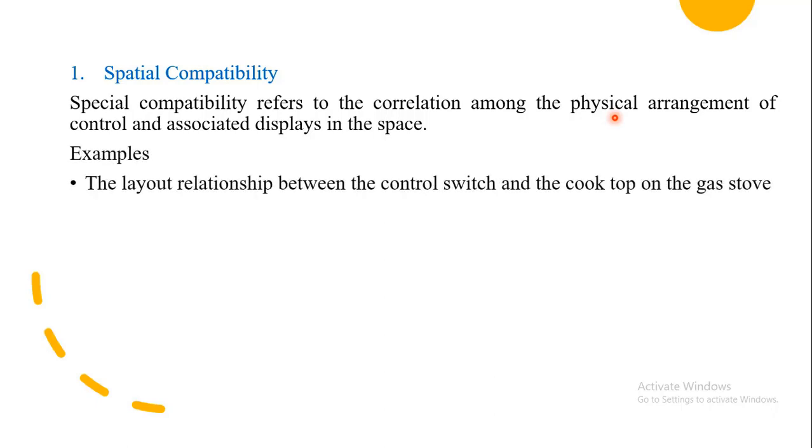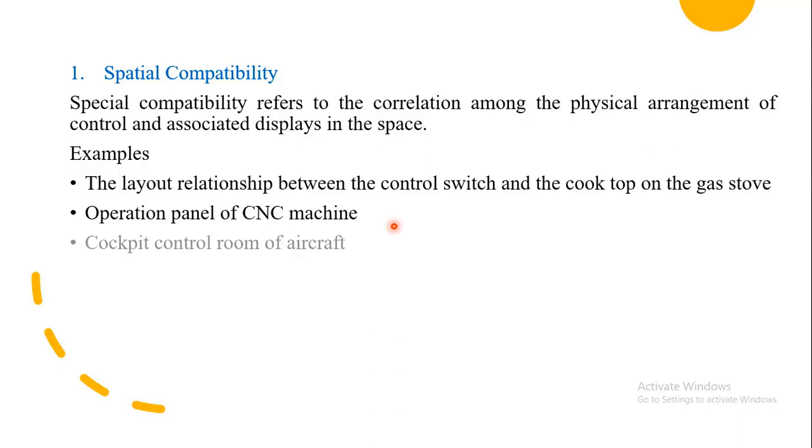So examples are the layout relationship between control switch and the cook top on the gas stove. Okay, so we are using a gas stove. There are controls below that, and again we can see the display. I can tell exactly what is happening on the gas stove. Again, the operation panel of a CNC machine. We do have control panels, control knobs with us, and at the same time, we can see exactly what the CNC machine is doing.